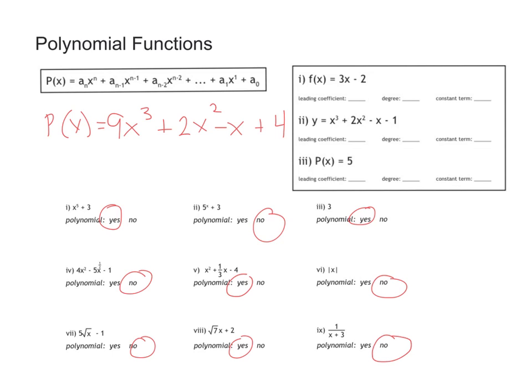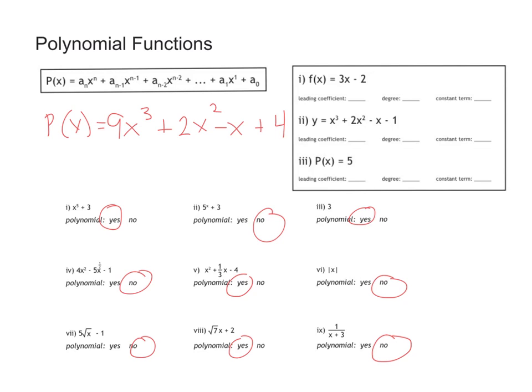So that's just a quick look at what a polynomial is. So we're going to be dealing with those types of functions. The other thing is we're going to talk about this stuff up here, and we're going to have a bit more vocabulary to talk about. So the other part that we have up here in the corner is 3 different polynomial functions, and we need to figure out what the leading coefficient is, what the degree is, and what the constant term is.